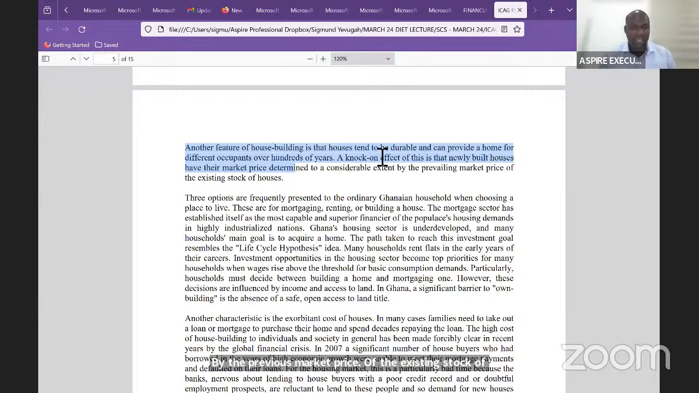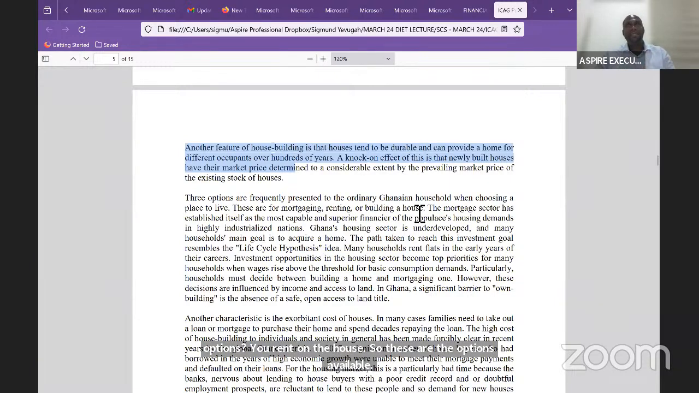Now, three options are frequently presented to the ordinary Ghanaian household when choosing a place to live. So what are the three options? Either you mortgage, you rent, or you build a house. So these are the options available.